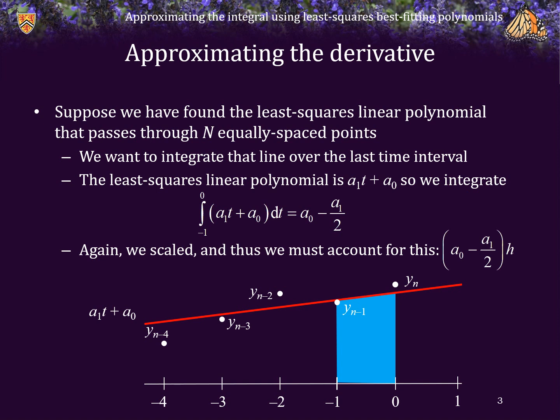Just one caveat. Remember that we scaled. So the original interval was of width h, and therefore we have to multiply this estimate of the height of the function by h. So this calculation best approximates the integral using a least squares best fitting linear polynomial.